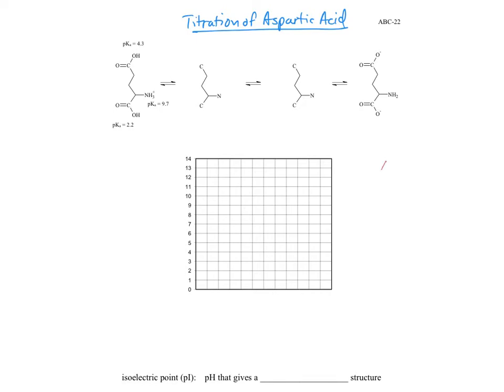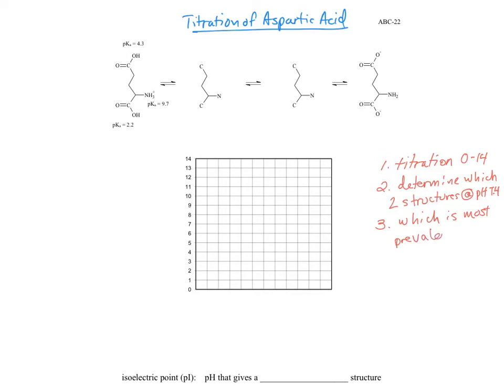And what I'd like you to do is a multi-step process here. First, fill out the titration chart, a full titration from 0 to 14 pH. Second, I'd like you to determine which two structures are predominant at pH 7.4, that is in the blood. And lastly, which of those two structures is most prevalent, which is the one that has the most there.